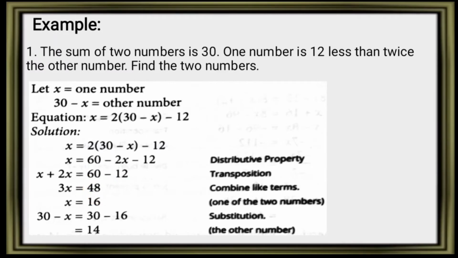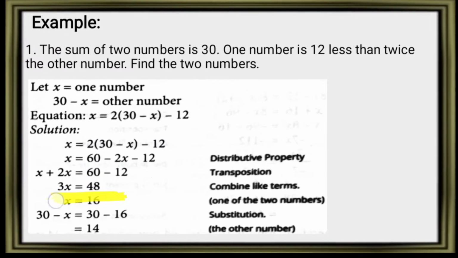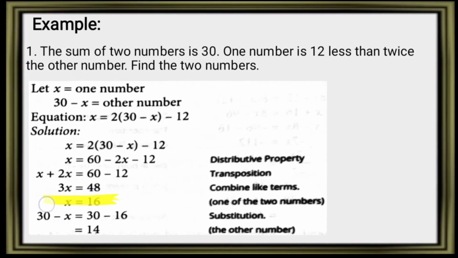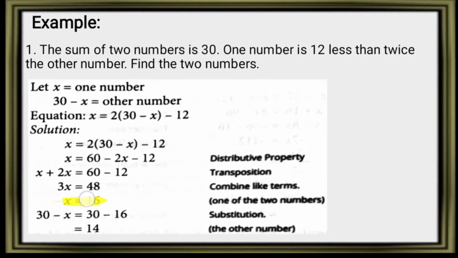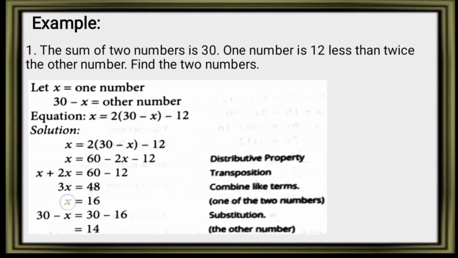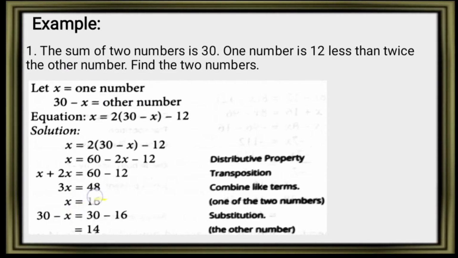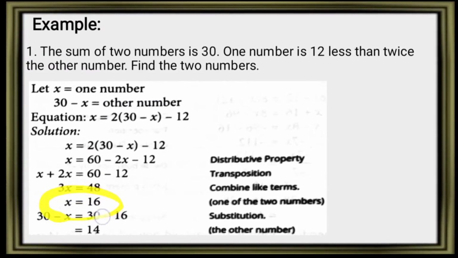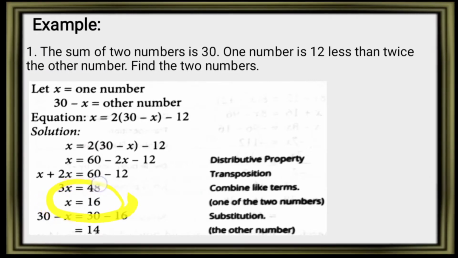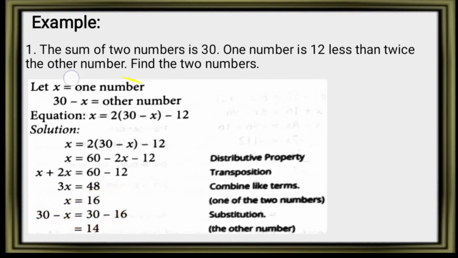Okay, then let's divide. Divide both sides by the numerical coefficient of the variable. So our numerical coefficient is 3. Therefore, divide both sides by 3. So 3x divided by 3 is x. Then 48 divided by 3 is 16. It says here that x is equal to 16. Therefore, that is the one number. Okay, one number is 16.